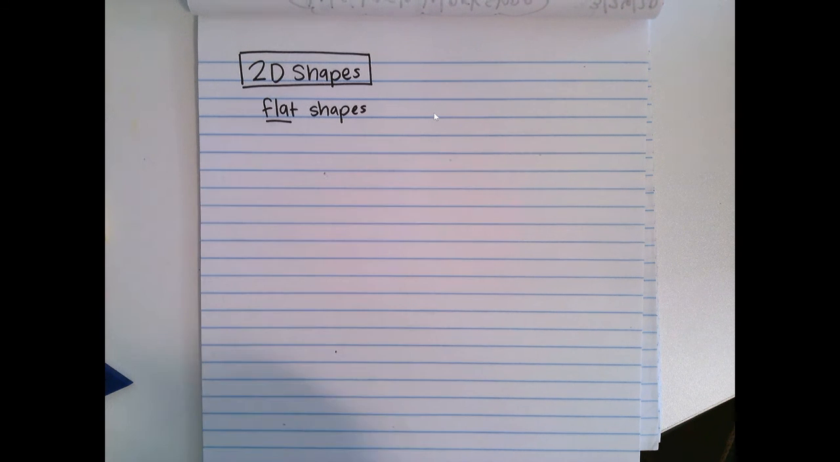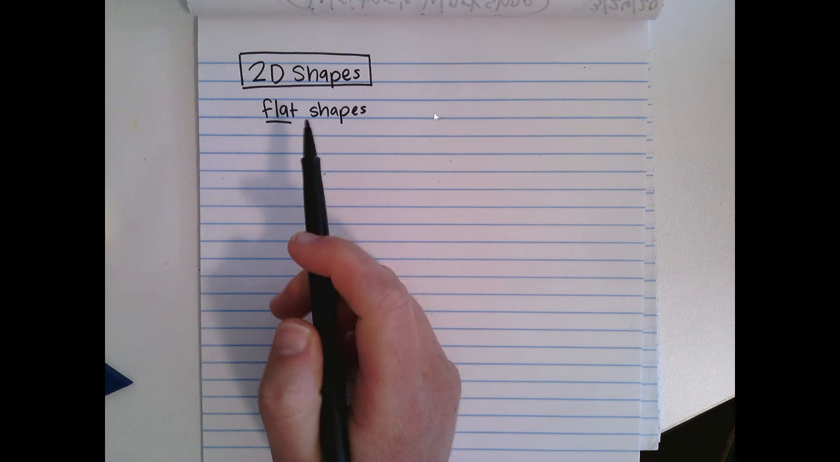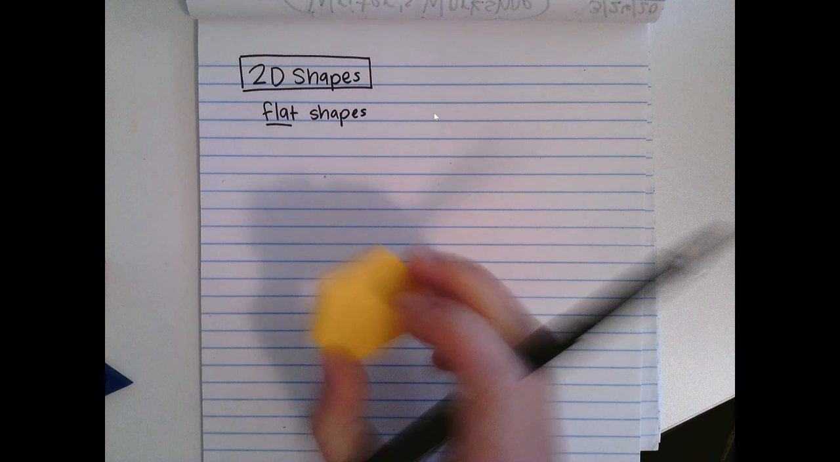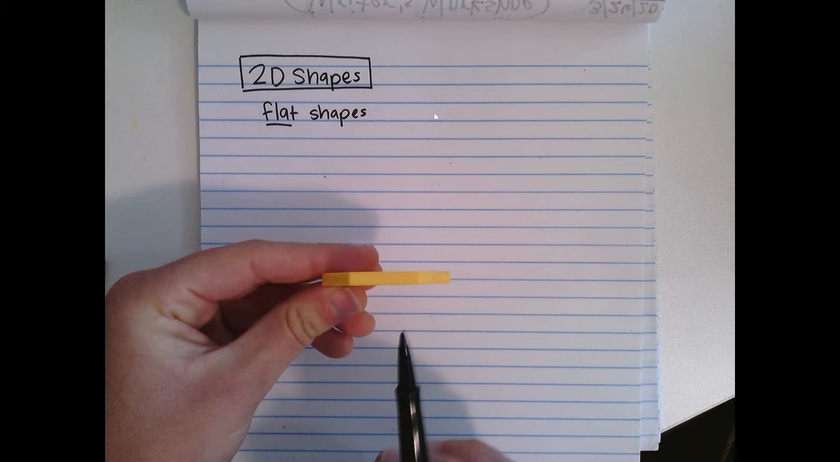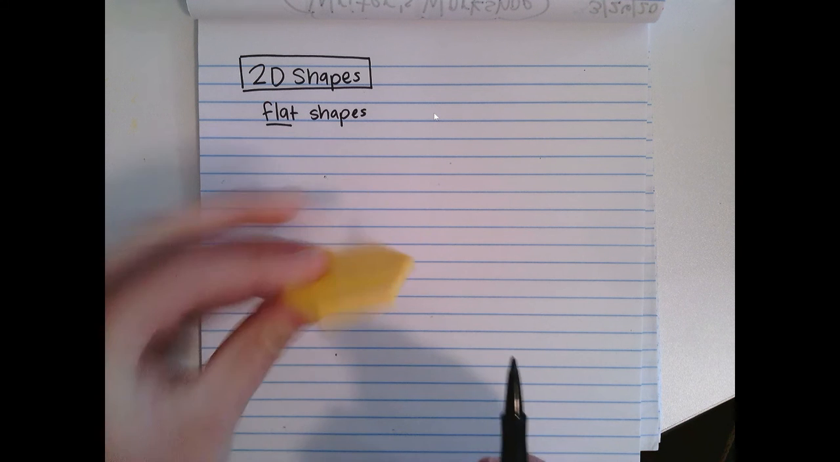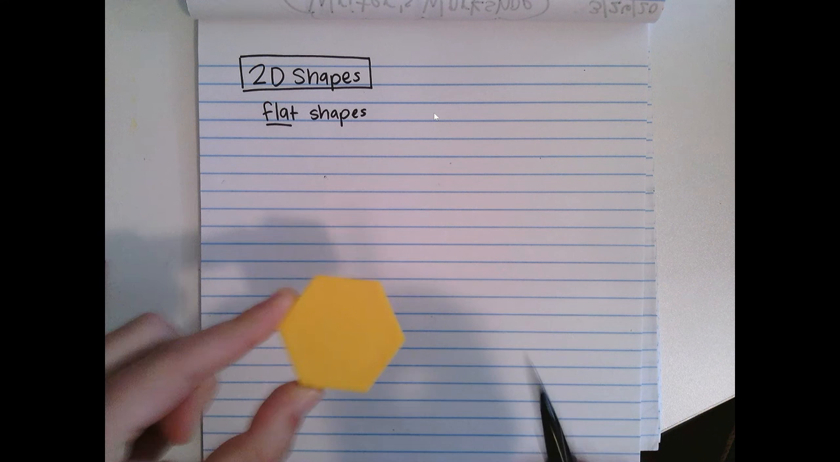So we're going to start with 2D shapes. These are flat shapes that do not have dimension. So I'm going to use my pattern blocks, and technically, these are 3D shapes because they have some dimension to them. They're not totally flat, but they represent the flat 2D shape. So that's why I'm going to use them to talk about my 2D shapes today.